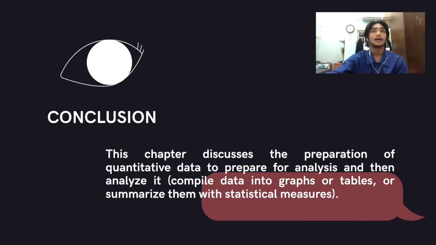We usually express statistical significance with respect to the level. For example, a statistically significant test at a certain level, rather than giving a certain probability. And then a conclusion. This chapter discusses the preparation of quantitative data for analysis, and then analyzing it: presenting complete data in a graph or table, or summarizing it with statistical measures.